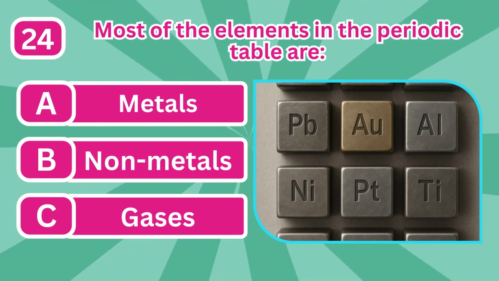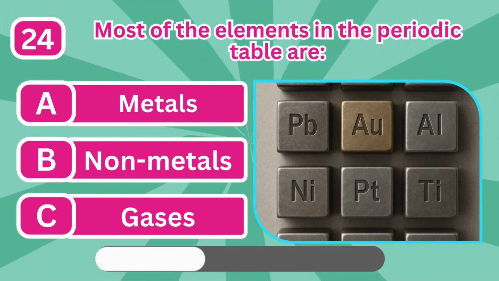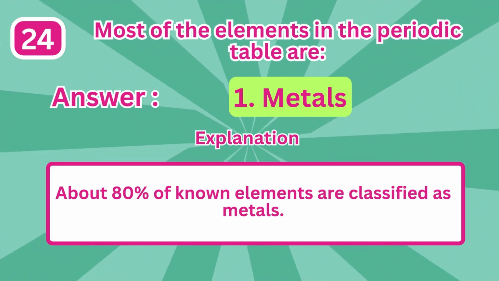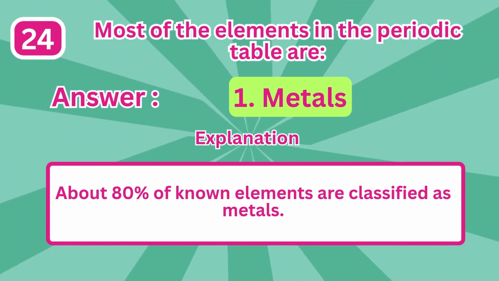Most of the elements in the periodic table are... One. Metals. About 80% of known elements are classified as metals.